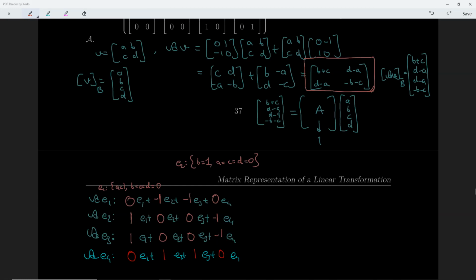Then what is the next step in our procedure? I will write down these coefficients as the columns of the A matrix. The first column will be 0, -1, -1, 0. The second column will be 1, 0, 0, -1. The third column will be 1, 0, 0, -1. And the last column will be 0, 1, 1, 0.